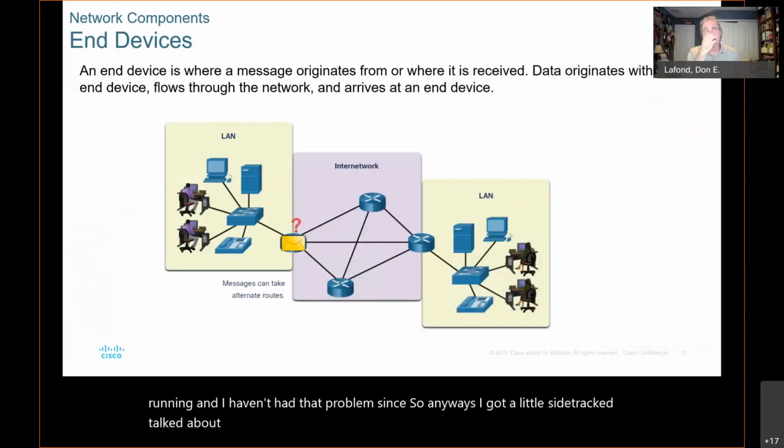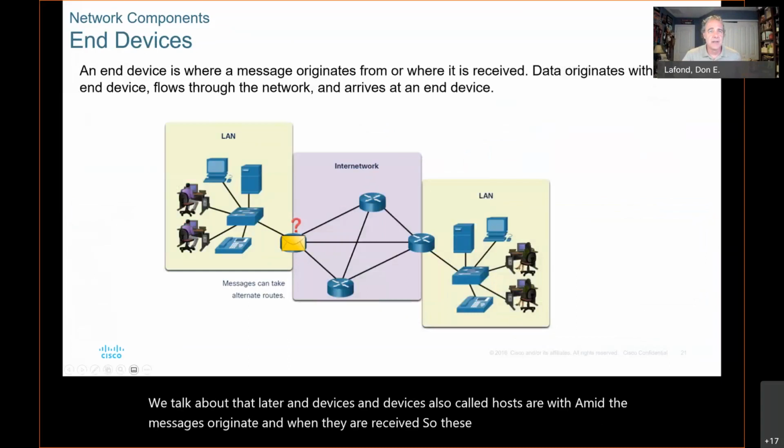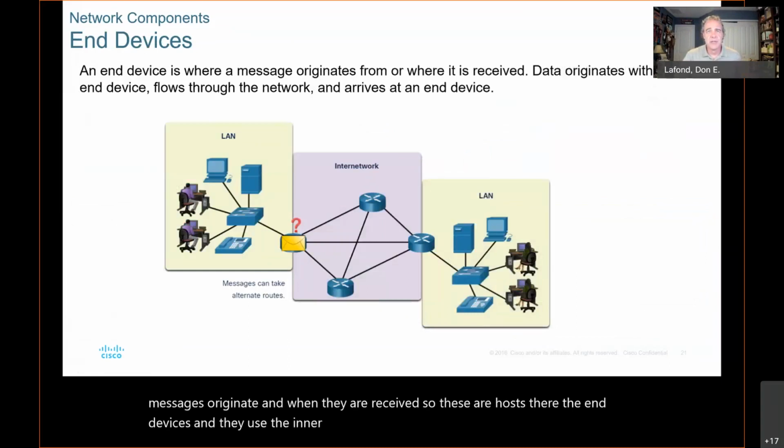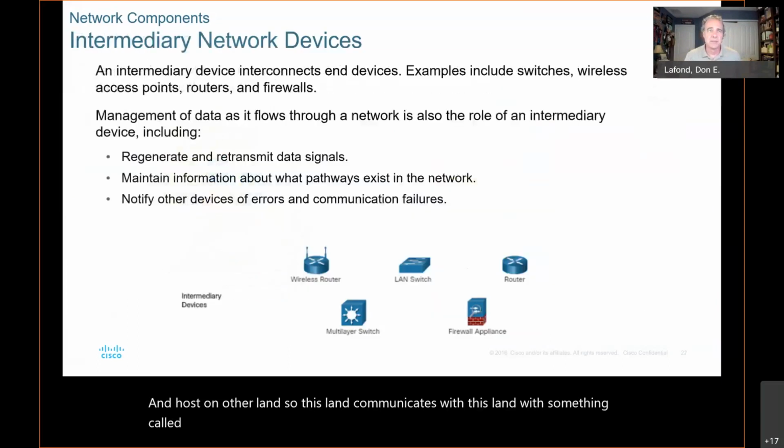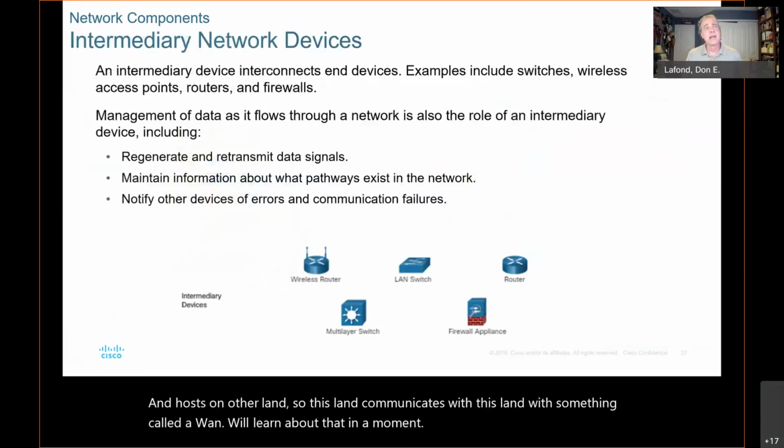End devices are also called hosts, where messages originate and where they are received. These are the end devices, and they use the internetwork of routers and switches to talk to hosts on other LANs. So this LAN communicates with this LAN through something called a WAN. We'll learn about that in a moment. Oh, we'll learn about that right now.